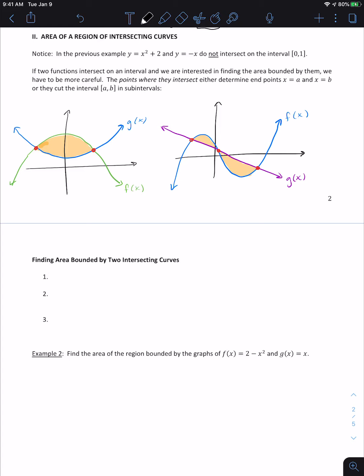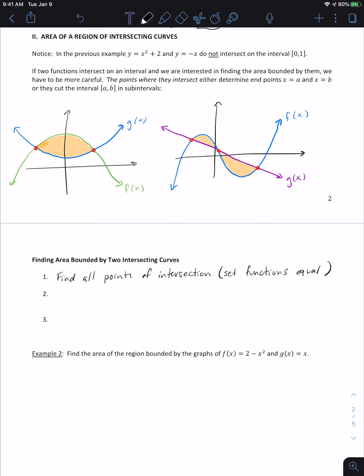The first thing we need to do, most important, is to find all points of intersection. Right? How do I do that? How do I find these points of intersection? Those red dots, I set the functions equal to each other and solve for either x or y, depending on if we're integrating with respect to x or y. And we'll look at an example where we integrate with respect to both.